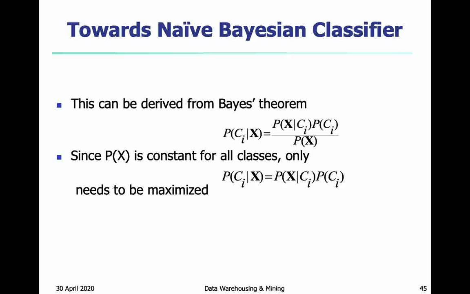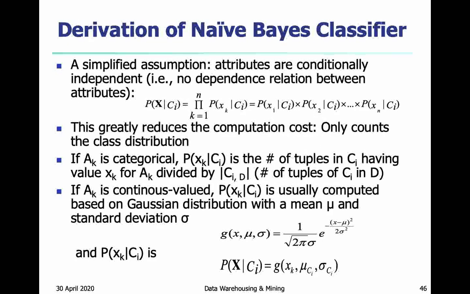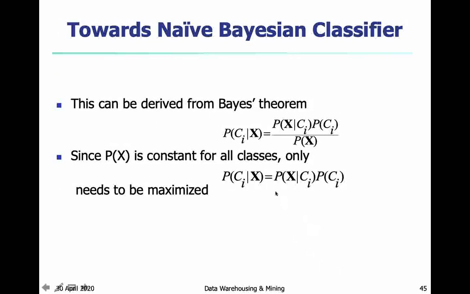And how can you find this P(Ci)? Already you know this is mod of Ci,D divided by mod of D, where Ci,D is the number of training tuples of class Ci in D. Already you have done this in the decision tree algorithm, right?